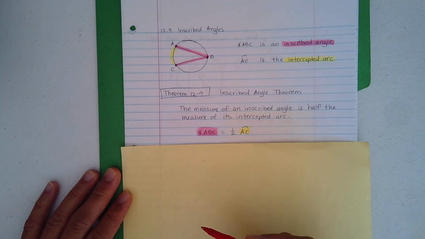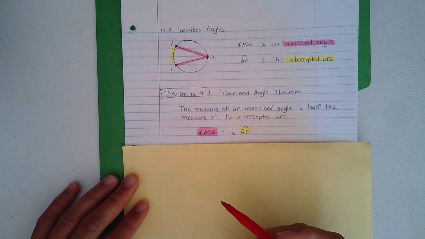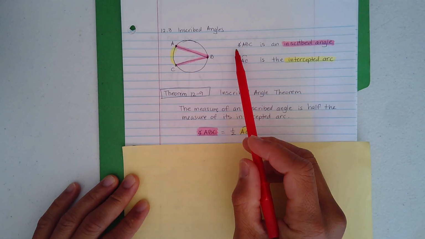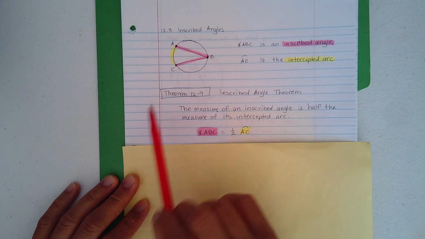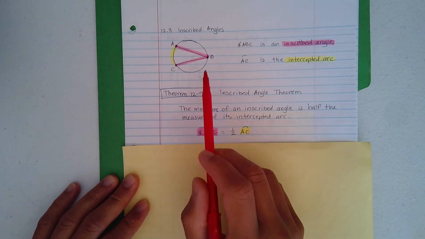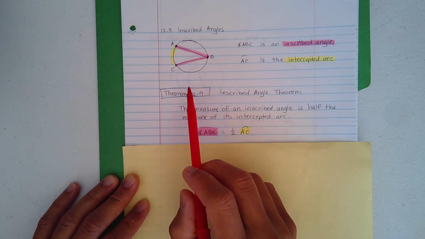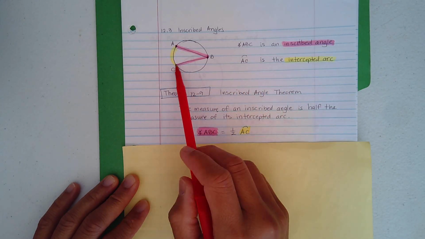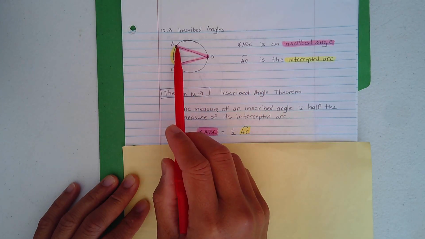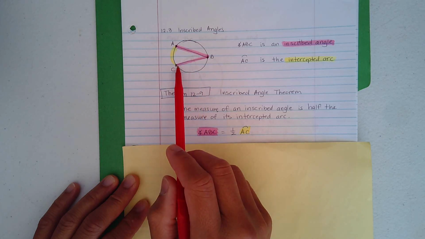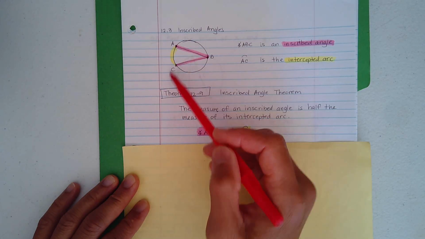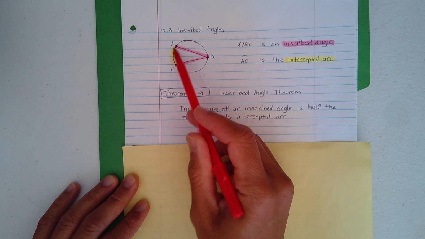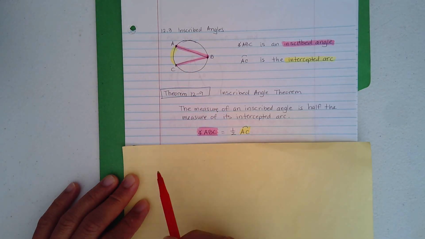Hello students, today we're going to learn section 12.3, Inscribed Angles. Angle ABC is what we call an inscribed angle because the vertex is on the circle. AC is the intercepted arc. So angle ABC is an inscribed angle. Arc AC is its intercepted arc. The reason why is because the angle intercepts arc AC.